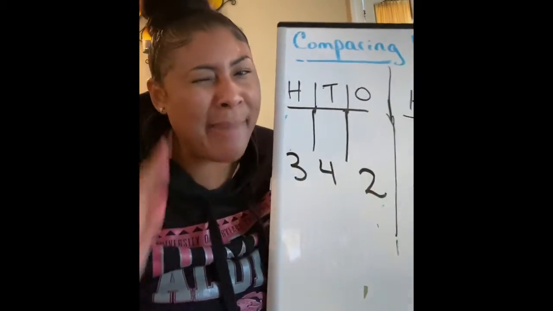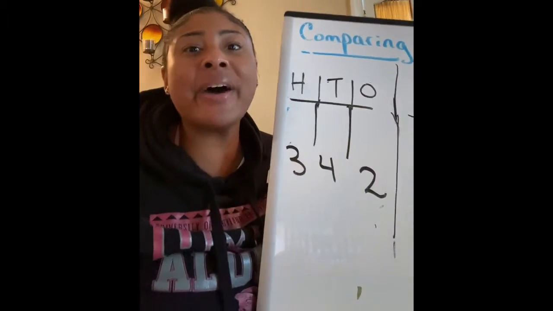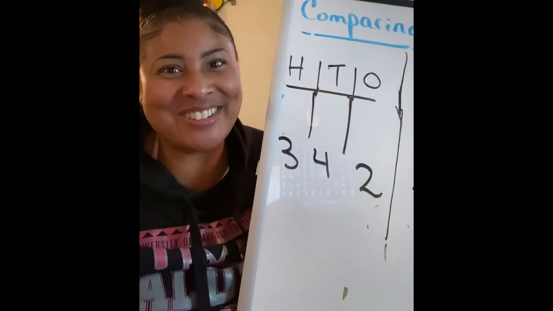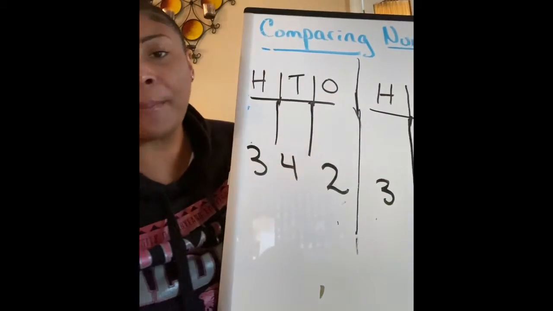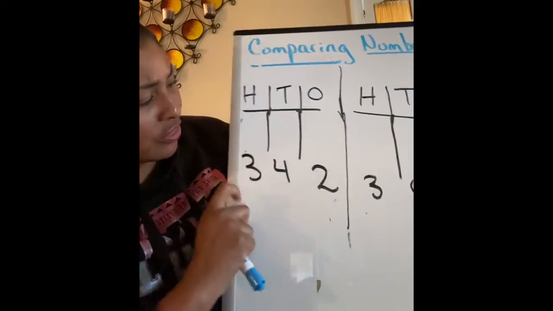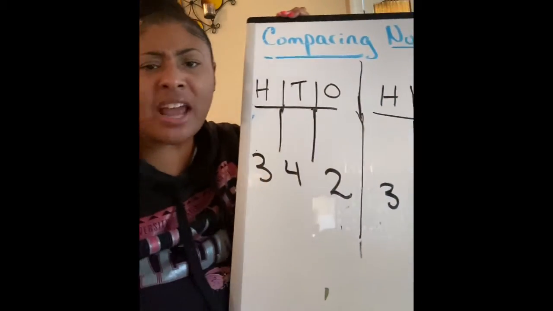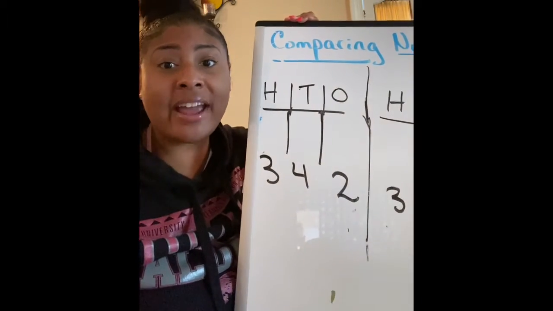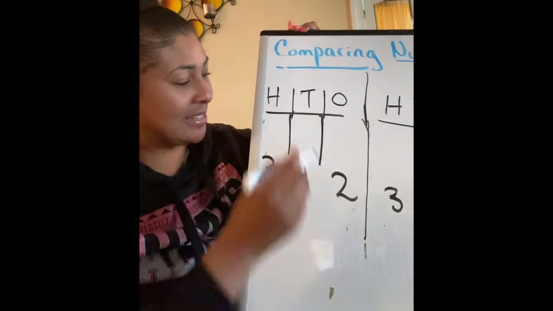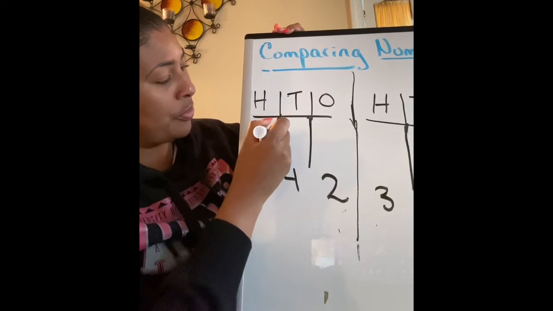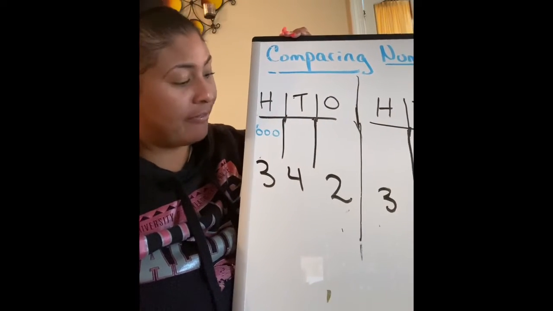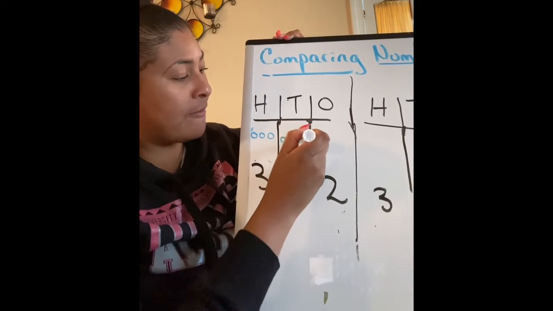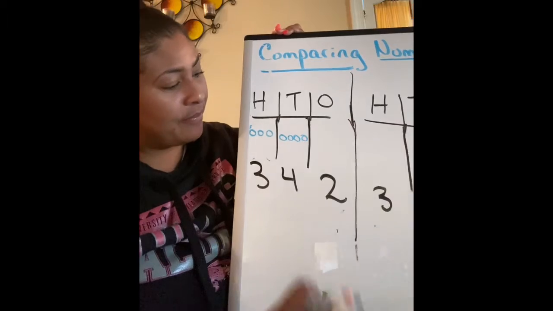So some of you all may have the answer already, but I want you to prove your answer. And you're going to prove it using your place value discs. So let's represent the number. In the number 342, how many hundreds do I have? That's right, 3. So I'm going to draw 3 place value discs. 1, 2, 3. How many tens do I have? That's right, I have 4 tens. 1, 2, 3, 4. And how many ones do you have? 2.